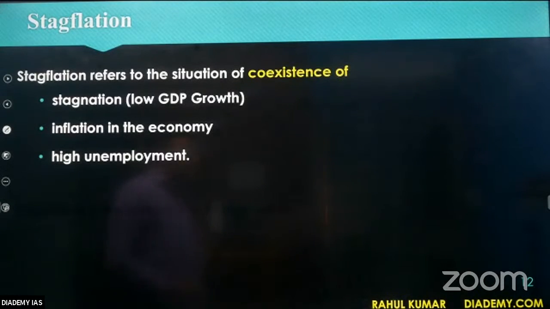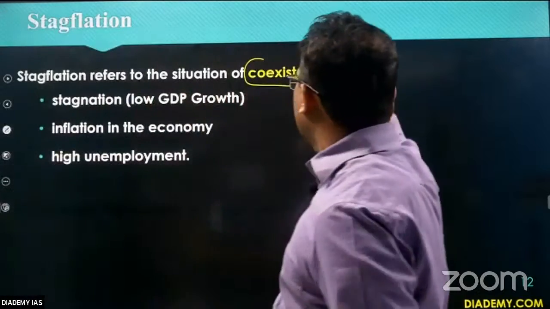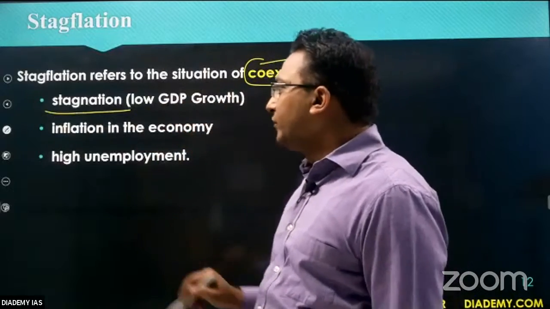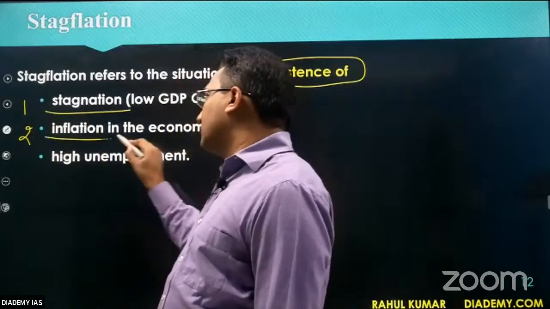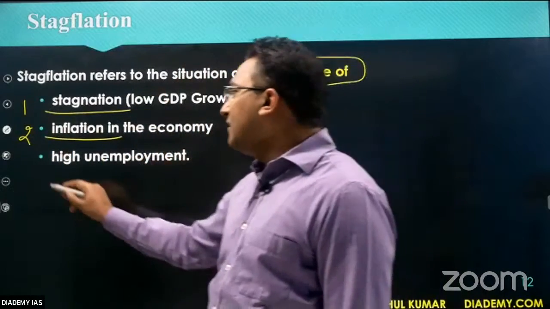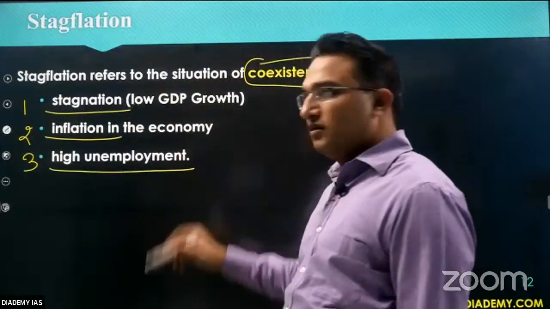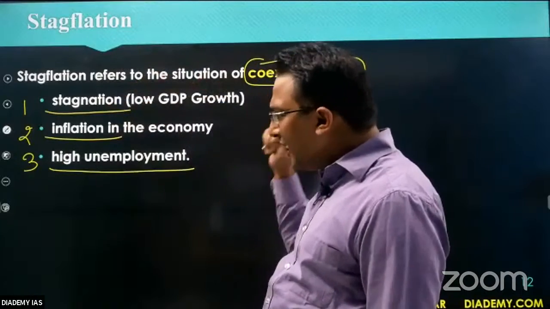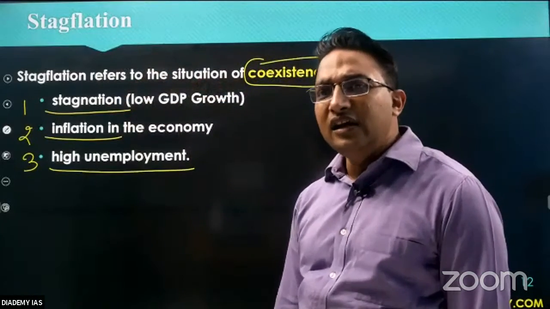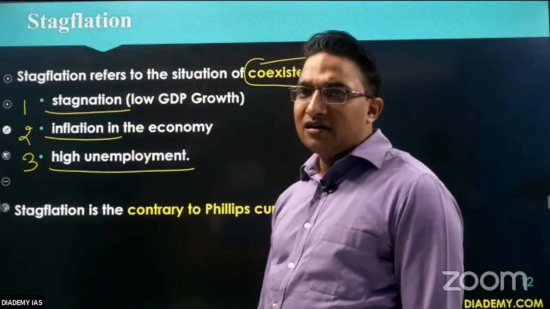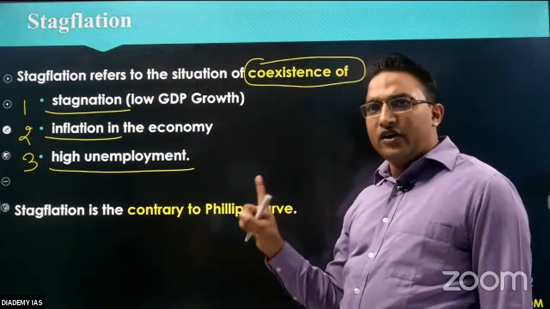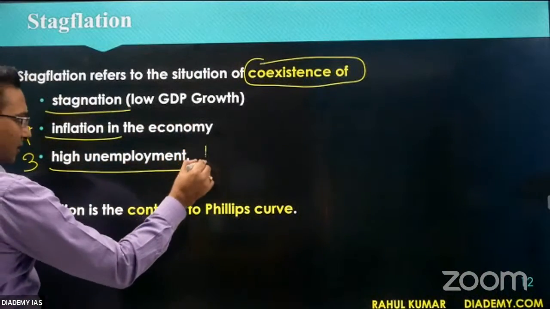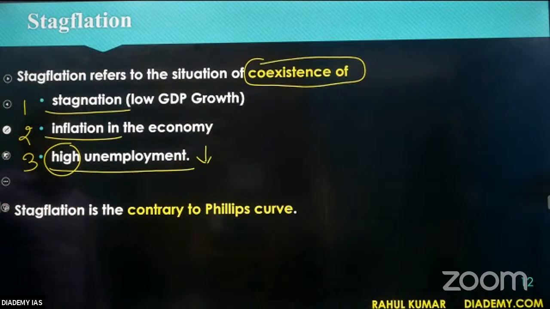So stagflation means the coexistence of stagnation. What is the meaning of stagnation? Low GDP growth, number one. Number two, inflation. Stagnation भी है और inflation भी है. And number three, high unemployment. Okay, so stagnation, inflation and high unemployment, these are the three coexisting phenomena, right? Now this is contrary to the Phillips curve, because the Phillips curve says that unemployment will be reducing. Here it is saying high. So that is the contradiction.